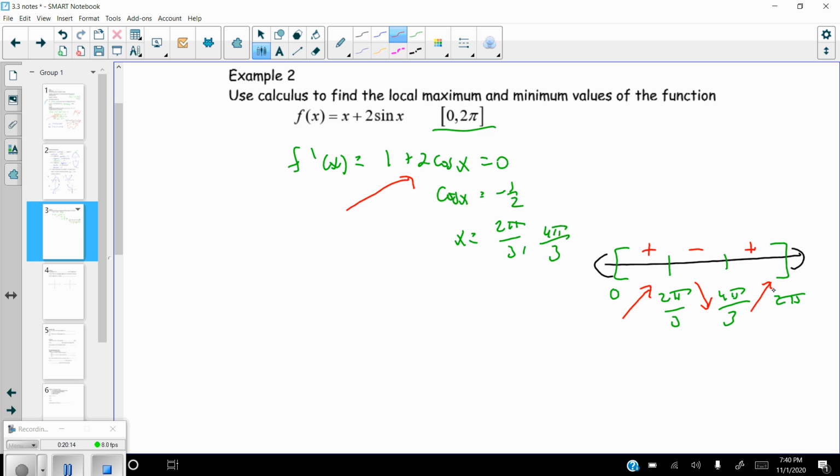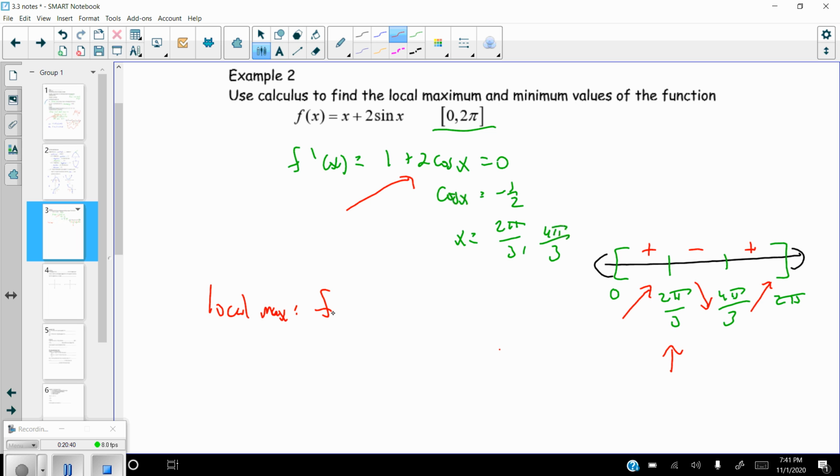Now, it didn't ask for increasing and decreasing, but we found it anyway because it's the easiest way to figure out, okay, the function went from up to down at 2 pi thirds, which means that's the location of a local maximum. So our local maximum, just like absolutes, they want the y value.